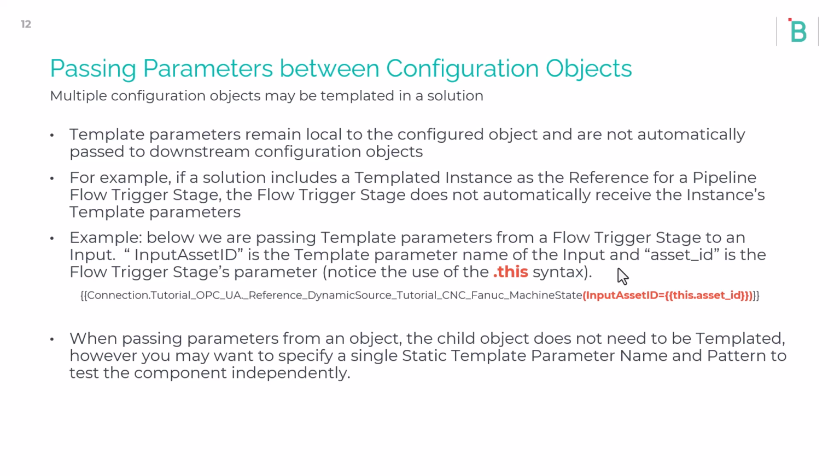And it's worth noting that we don't need to template the connection input because the key thing is just to make sure that we have that parameter name syntax associated with the tag path, for example, if it's an OPC connection input. Now, however, you may want to specify a single static value within the child object, within that OPC connection input, so that you could test and verify that the connection input is working. But it would not have to be a templated connection input.